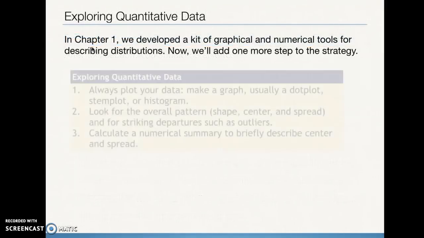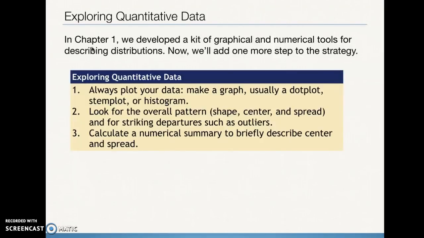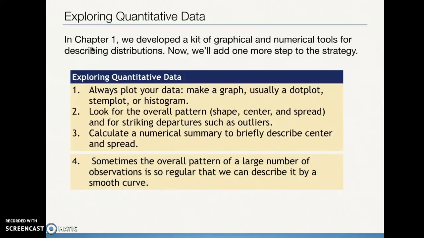We're going to start by recalling how we looked at data in Chapter 1. And we decided that we really could gain a lot of information by plotting the data. So we're always going to start out with a graph of some sort in quantitative data. Then we're going to look for the pattern, including departures from the pattern, such as outliers. And last, we were calculating numerical summaries to be able to describe and understand the data a little bit more fully.